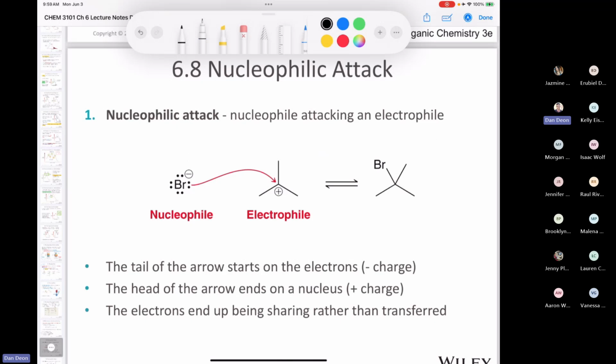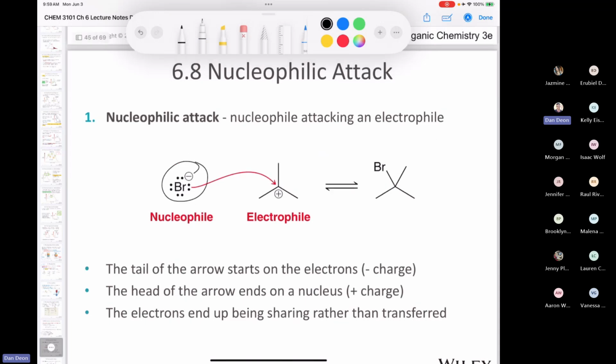So let's take a look at this one here. It says nucleophilic attack is a nucleophile attacking an electrophile. We know a bromide ion is nucleophilic. How do we know? It's got a negative charge, so of course it wants a nucleus, right? Nuclei are positive. And then we have an electrophile. Well, that's a straight-on carbocation. And you guys know that positives and negatives attract each other.